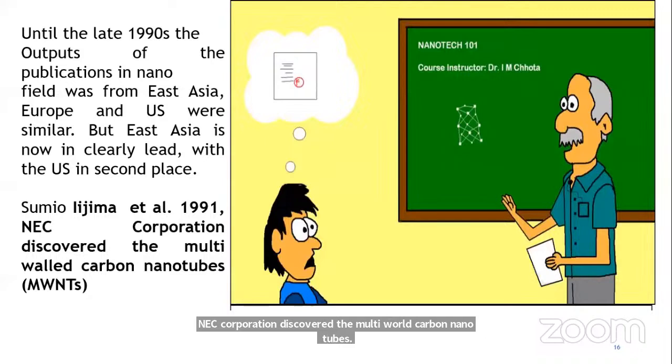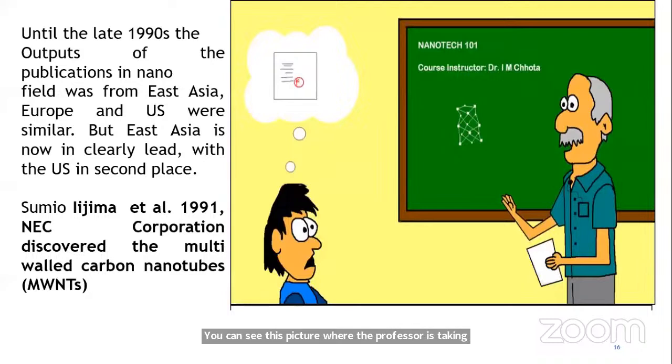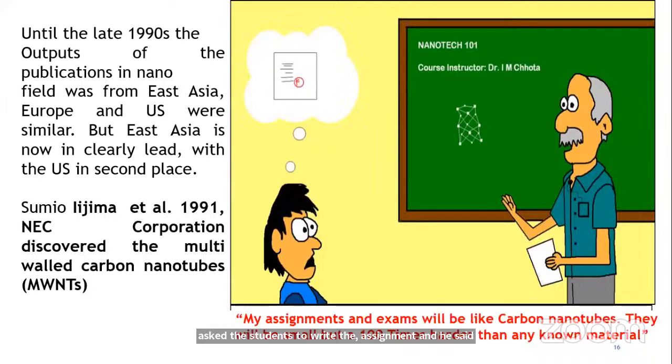You can see this picture where the professor is taking the course Nanotechnology 101, and the professor asked the students to write the assignment, and he said, "My assignments and exams will be just like carbon nanotubes. They will be small but 100 times harder than any known material." Just by listening to that, the student has already figured his grade in his mind, that is F.